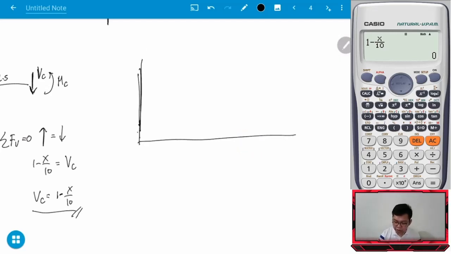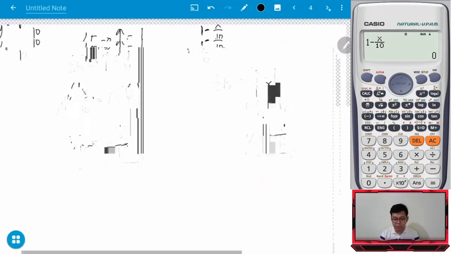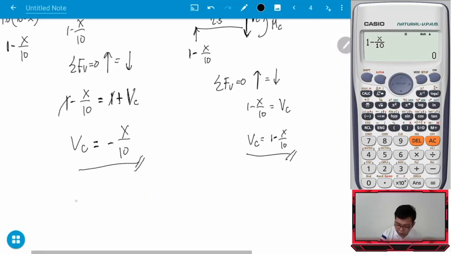Now, take note, guys. Itong equation na yan, baka kasi itong negative x over 10, gamitin niyo yan sa kabila. Hindi. Dapat yung x values mo dyan is from 0 to 2.5 lang.